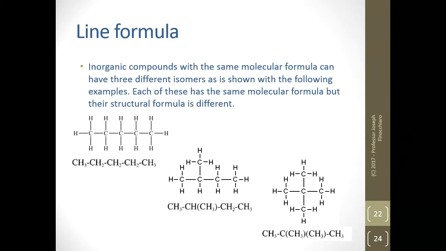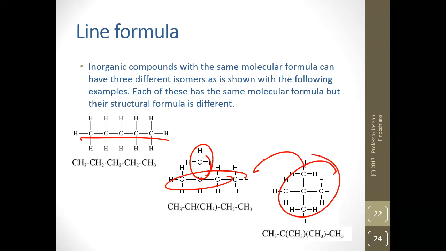Organic compounds with the same molecular formula can have 3 different isomers. Each of these has the same molecular formula but has a different structural formula. So we see here that we have a straight line. We have a straight line with the side chain, and then we even have something a bit more fancy, something cyclic.